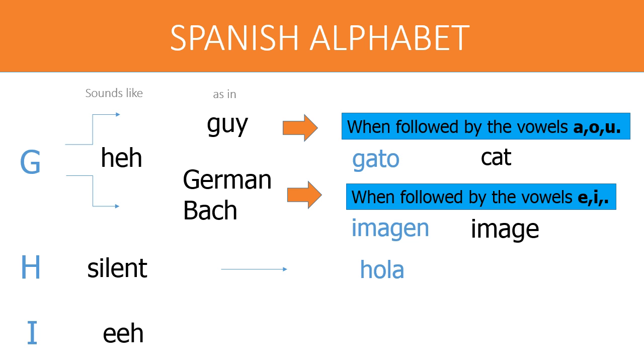Letter I in Spanish is E, as in income. So an example in Spanish will be the word idea, which means idea.